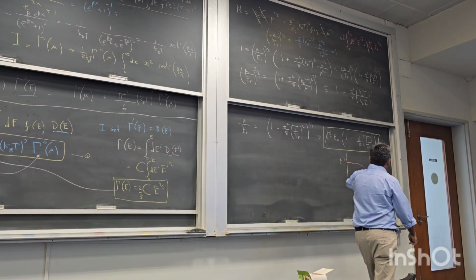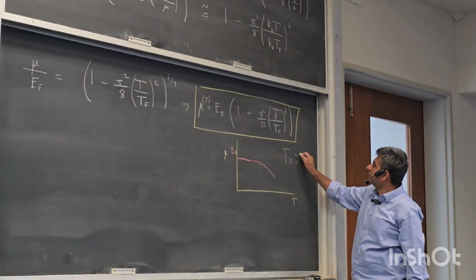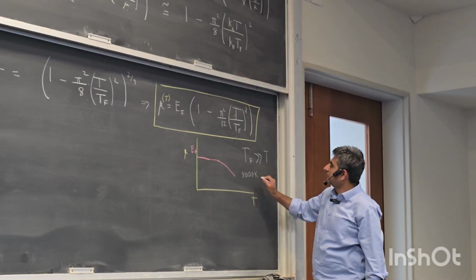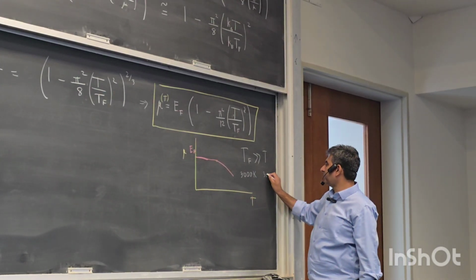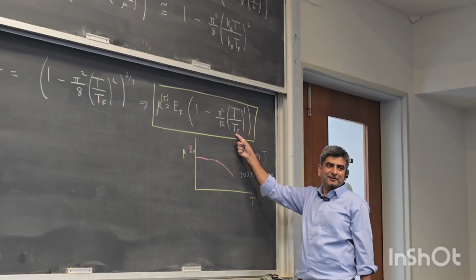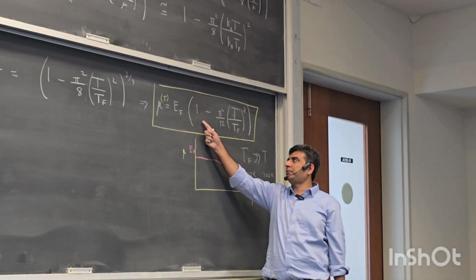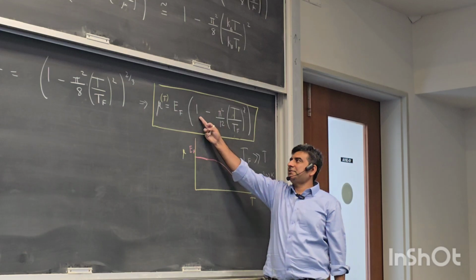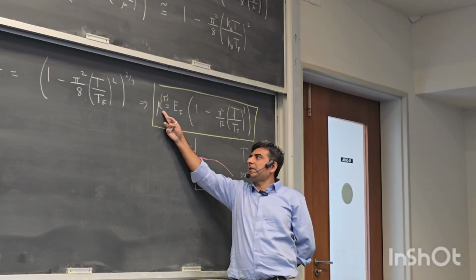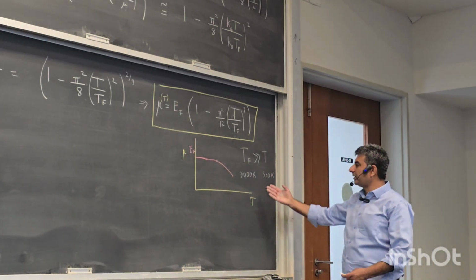Look, this TF is much larger than T. This could be, say, 3000 kelvins. This is at room temperature, this is only 300 kelvins. So this is 1 over 10. Squared is 1 over 100. This is 1%, so you're doing a 1% change in 1, which is 0.01. So the change in EF is only 1%, even at room temperatures.